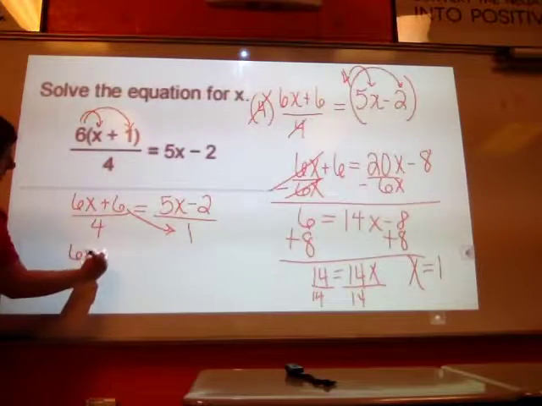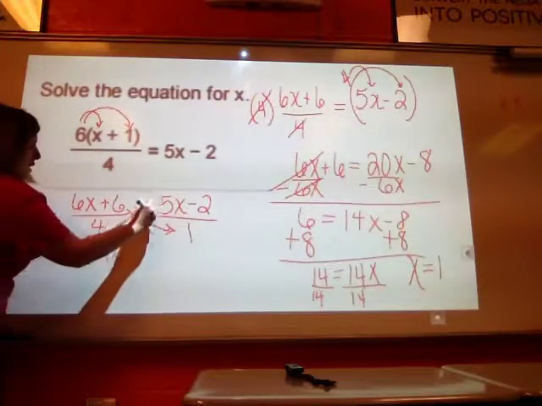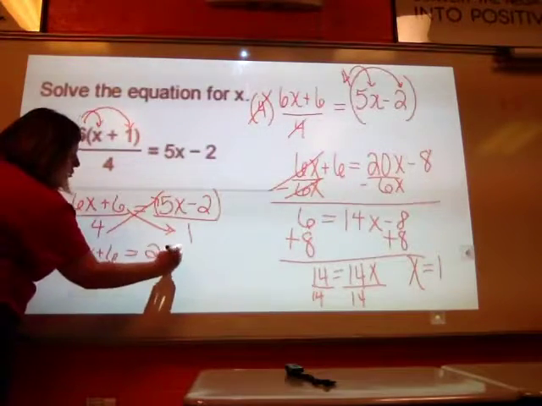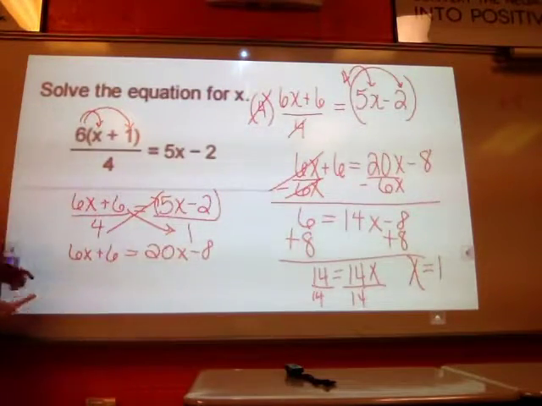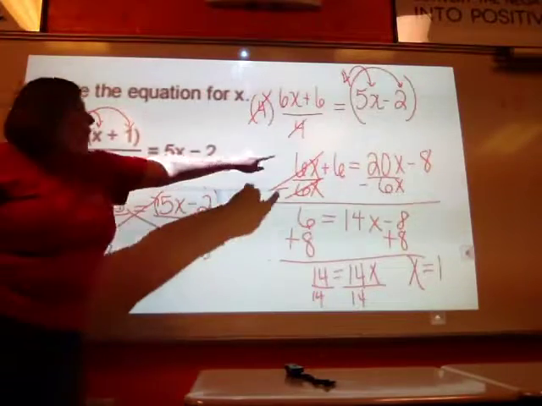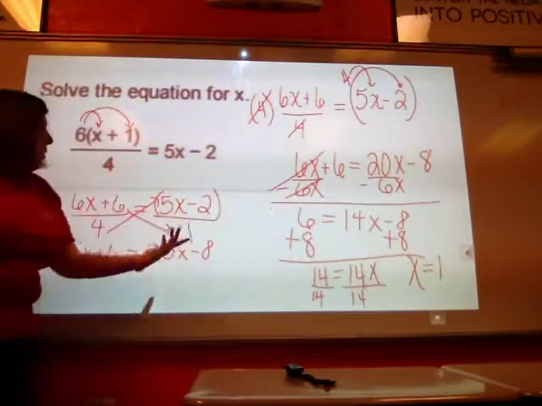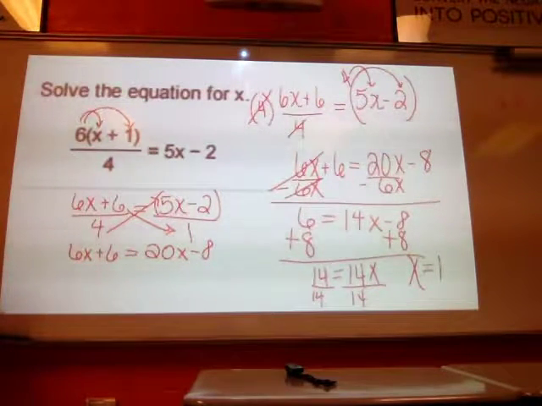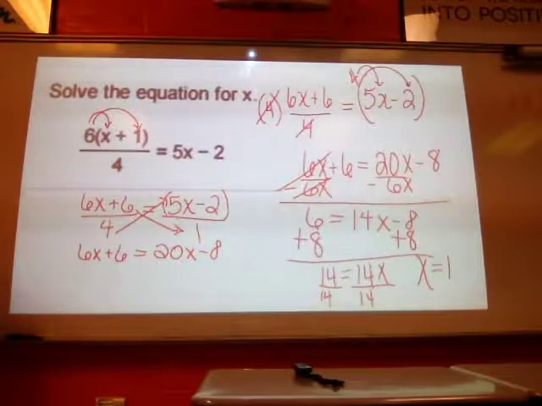So 6x plus 6 cross multiply, that whole thing would get multiplied by 4, and I would get 20x minus 8, which, as you can see, is exactly what I got over here, and then I would solve it the exact same way. I would combine my like terms, I would use my inverse operations, and either way you do it, you're going to get x is equal to 1.